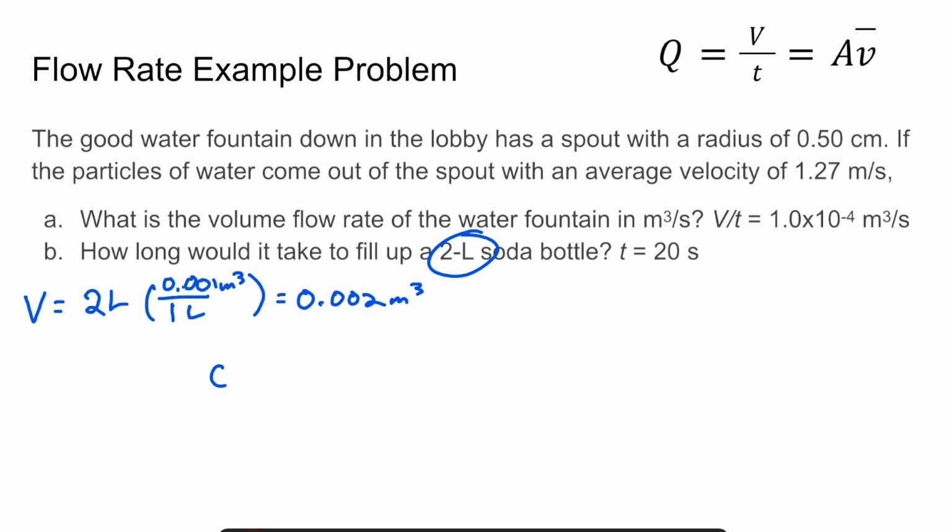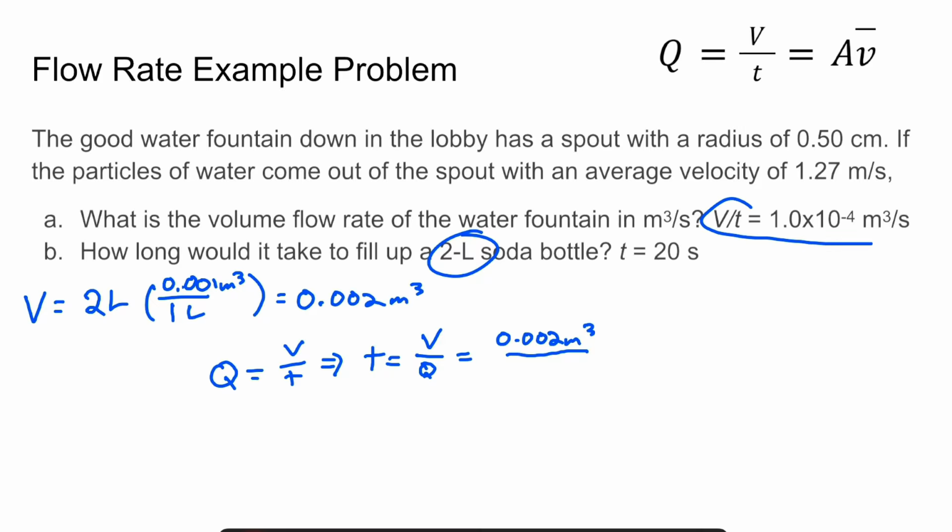And if we've got our Q equals volume divided by time, if we want to find the amount of time that it takes to fill up a certain volume, we can take our volume divided by our Q, and that should give us the amount of time it will take to fill up that amount of volume at that volume flow rate. So we've got our V over T is our Q, and we've got our volume. Our volume is 0.002 meters cubed. We're going to divide that by our Q, or our flow rate, which is 1.0 times 10 to the negative fourth meters cubed per second.